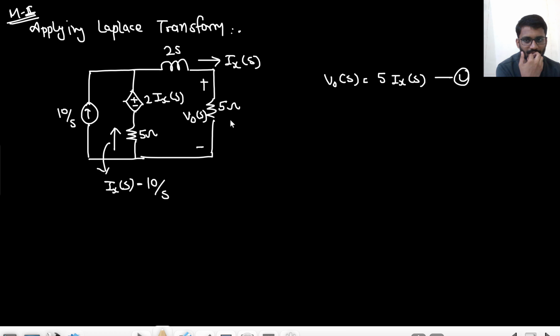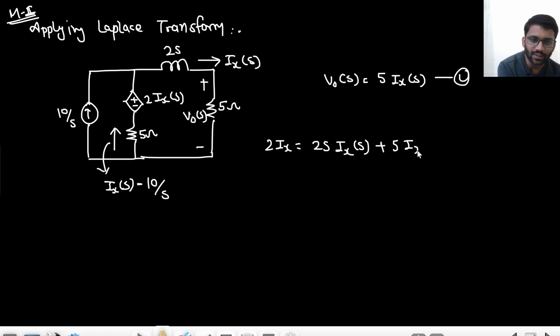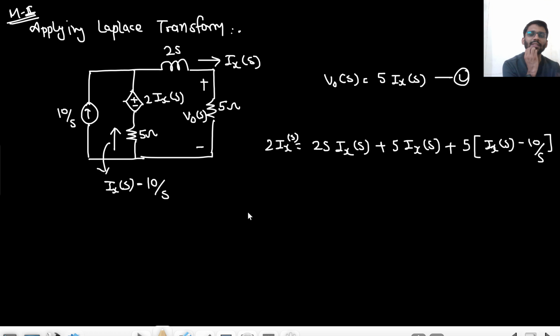Right? So now I can write the KVL. So 2Ix of S, from 2Ix these many are there. So 2s into Ix of S plus 5 into Ix of S plus 5 into, what is the current in this? Ix of S minus 10 by S, right? 2Ix of S. Did I apply it correctly? Yeah, this is correct. No error, nothing is there. Well and good.